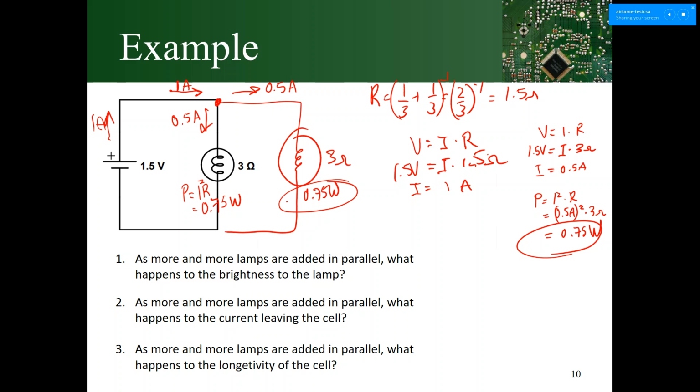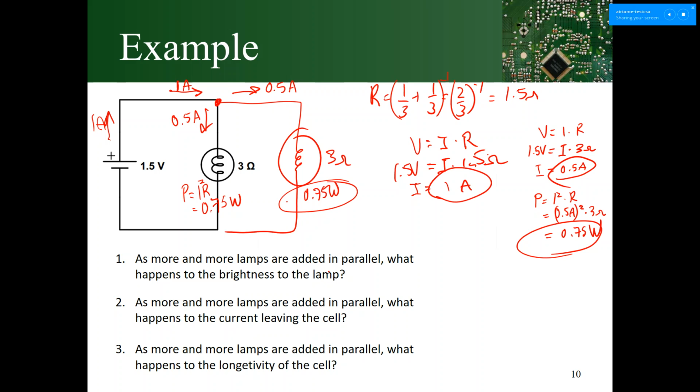So judging by our calculations, I hope you guys got the same thing as me. It's 0.75 watts if there was only one bulb or two bulbs or X bulbs. The power of each bulb is going to be the same, and therefore the brightness is going to be the same. Now in this case, the current leaving the battery was 0.5 amps, and when you had two bulbs, the current leaving the battery was 1 amp. All right, so let's answer my questions now.